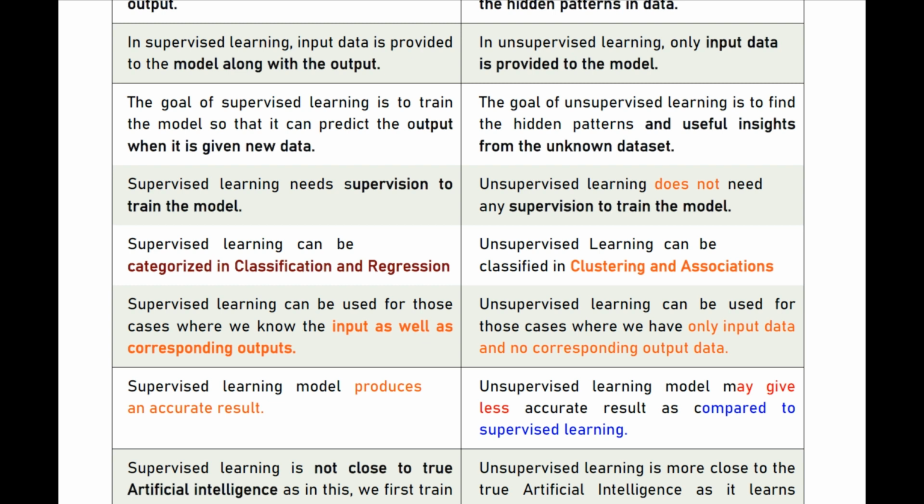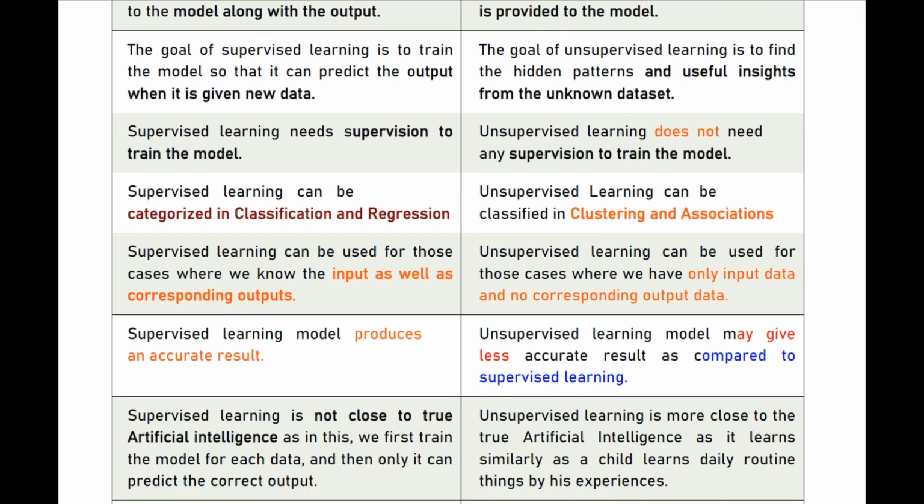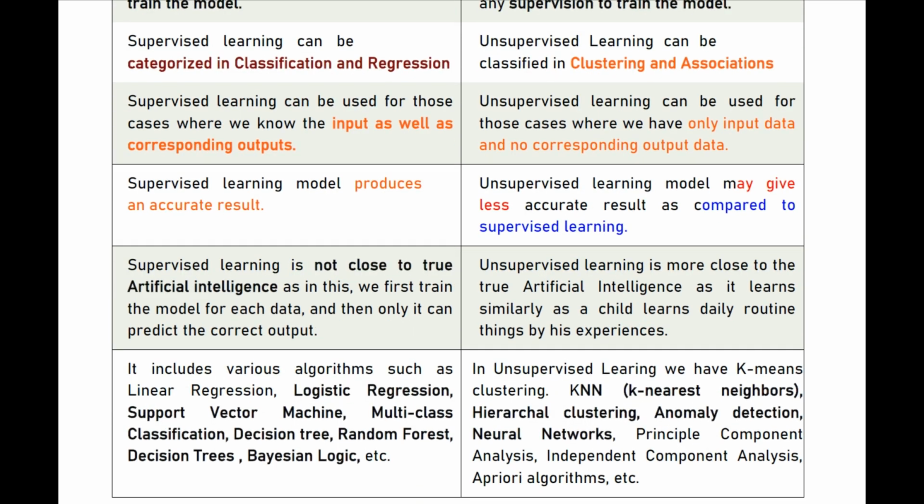Supervised learning algorithms check the input and the corresponding output. Here in unsupervised learning, only input is given, and no corresponding output is checked. Supervised learning algorithms produce accurate results. Compared to this, unsupervised algorithms produce less accurate results. Unsupervised learning is closer to true artificial intelligence.